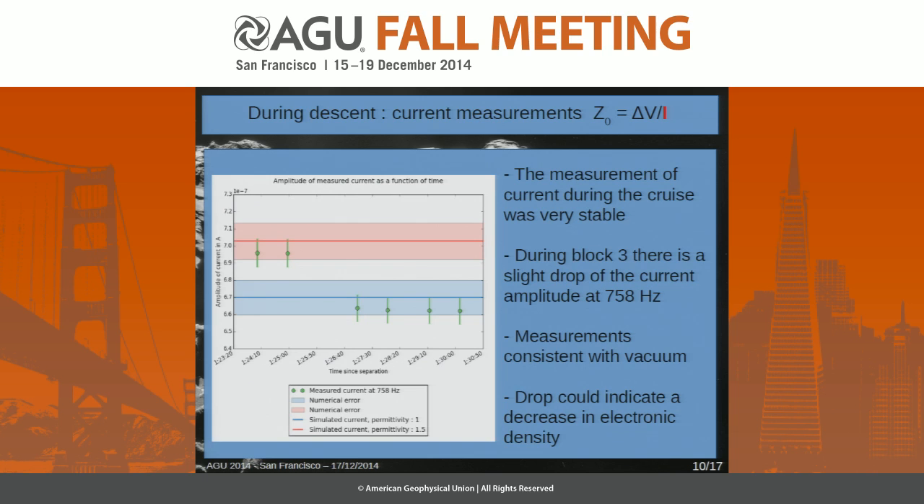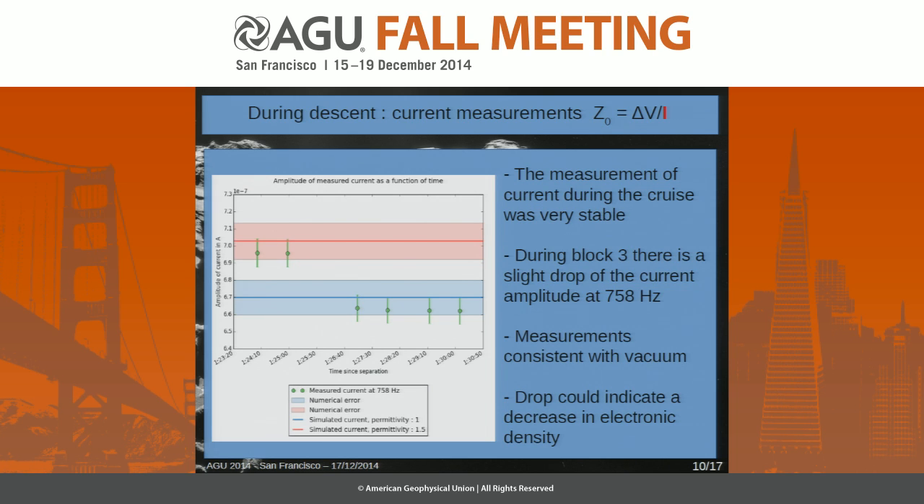Luckily for us, we had some good injected current measurements. So here we have a plot. I'm not showing you all the injected current points we measured, I'm just showing you an interesting event. The green points represent the current we inject. So we have the amplitude of the current as a function of time since the separation. The error bars we determined because during the cruise, the measurements of the current were very stable. And so those are the error bars on our points.